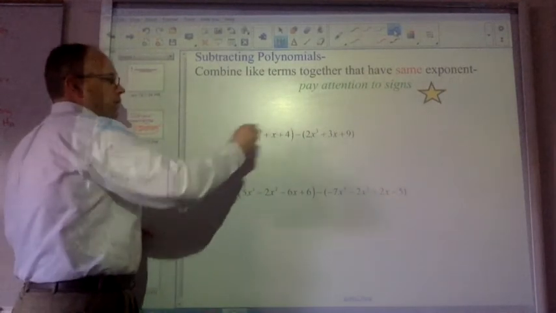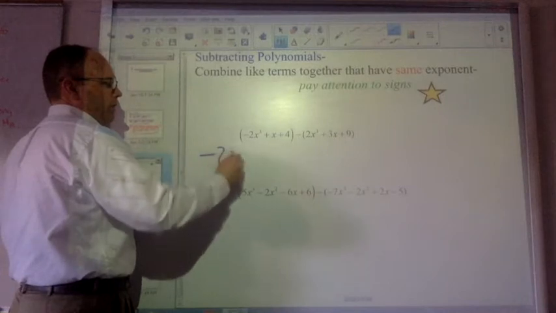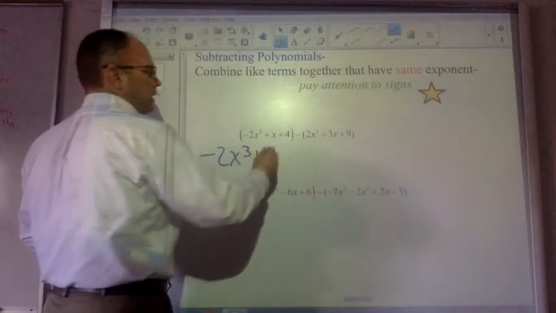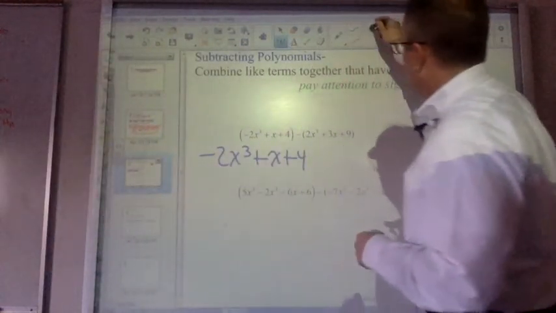I can drop this first set of parentheses because I'm not distributing anything over those. So I get negative 2x to the third plus x plus 4. But then it changes a little bit.